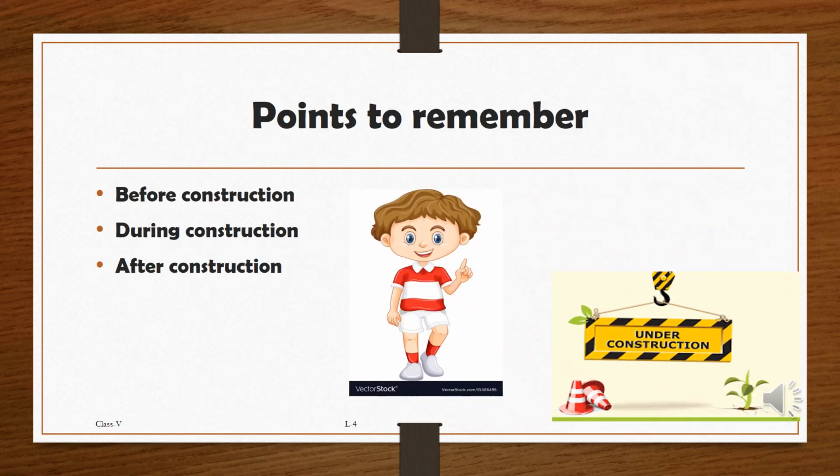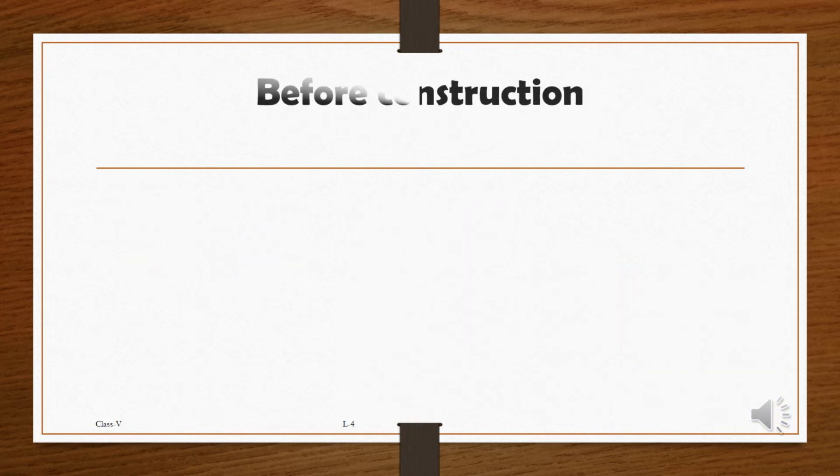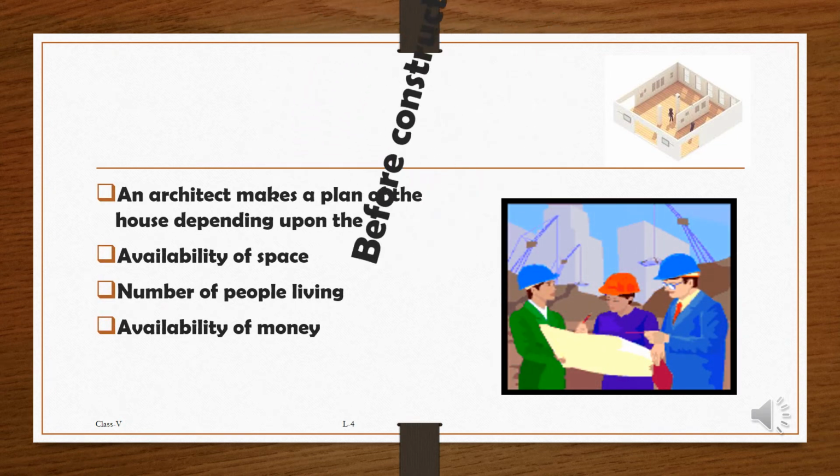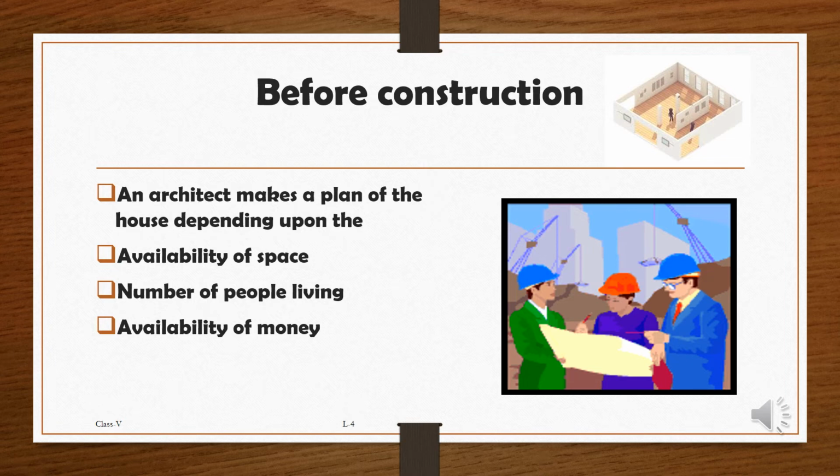There are some points which we should keep in our mind before, during, and after construction of a house. Before building a house, we first need to meet an architect. Now, who is an architect? An architect is a person who makes a plan of our house depending upon the availability of space, the number of people who are going to live inside it, and the amount of money that we have kept aside for constructing the house.